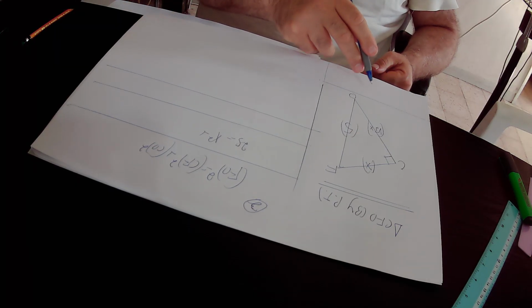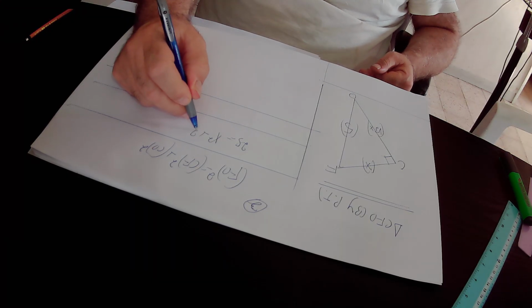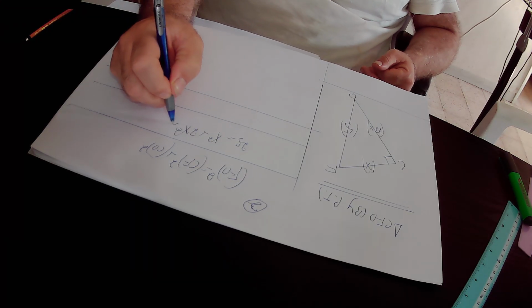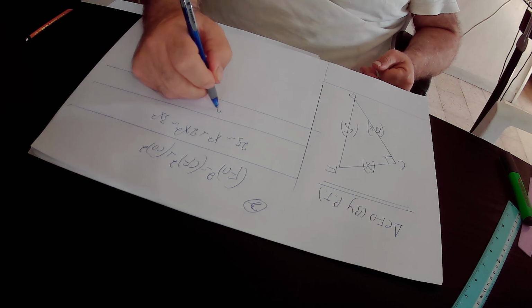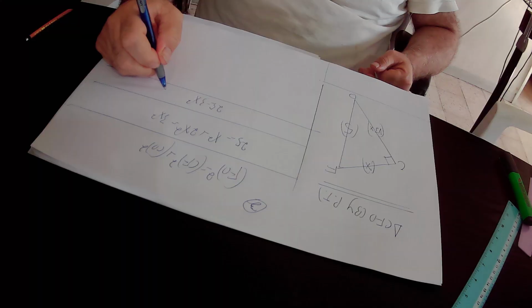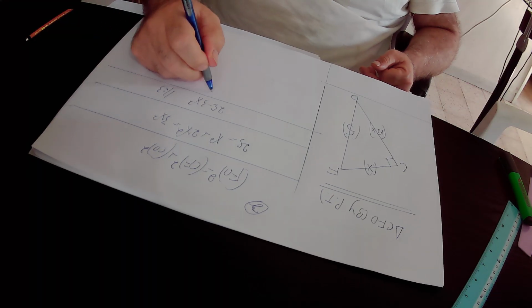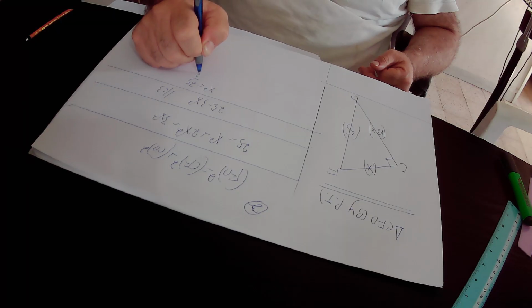CO is equal to square root of 2 times x, therefore CO square is 2x square. So in total, I find that 25 equals x square plus 2x square. X square plus 2x square is 3x square. So 25 equals 3x square. Here we divide this equation by 3 and find that x square equals 25 over 3.